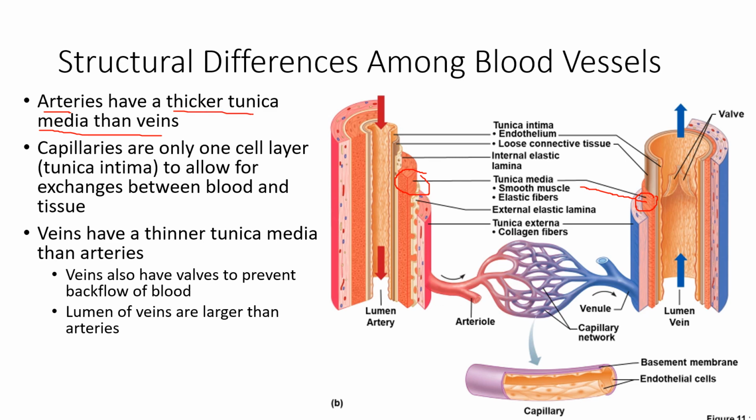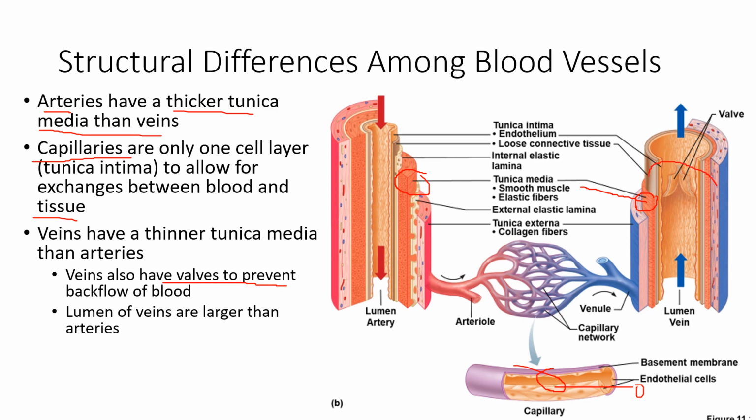And capillaries are only one cell layer. If you look at the capillary, it is only one cell layer of endothelial cells, to allow for exchange between blood and tissue. So that is the purpose. So the one with the thicker tunica media is the artery. And capillaries only have one cell layer, which is the tunica intima. Only one. Veins have thinner tunica media than arteries. Veins also have valves. This is the one.